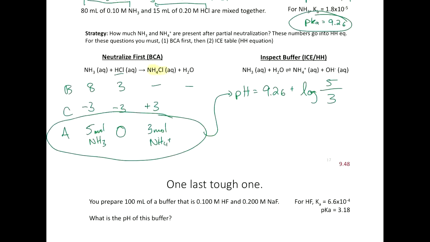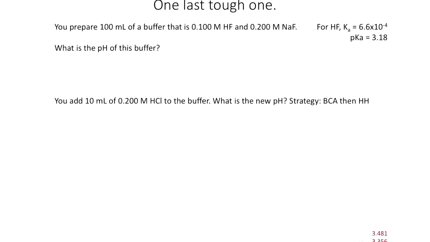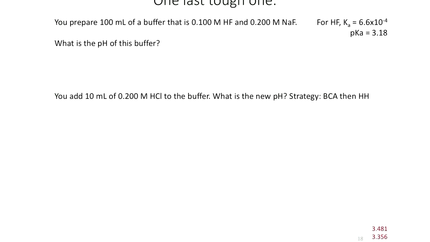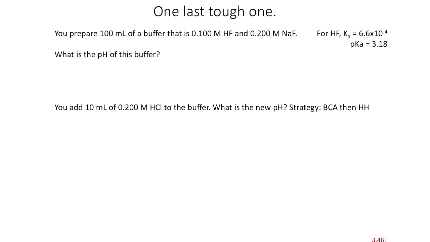Okay, ooh, one last tough one. All right, and then a demo? No, one more slide, then the demo. Okay, so let's prepare a buffer between HF and sodium fluoride. What is the pH of this buffer? Can I just put those numbers straight into the Henderson-Hasselbalch? Are you sure?